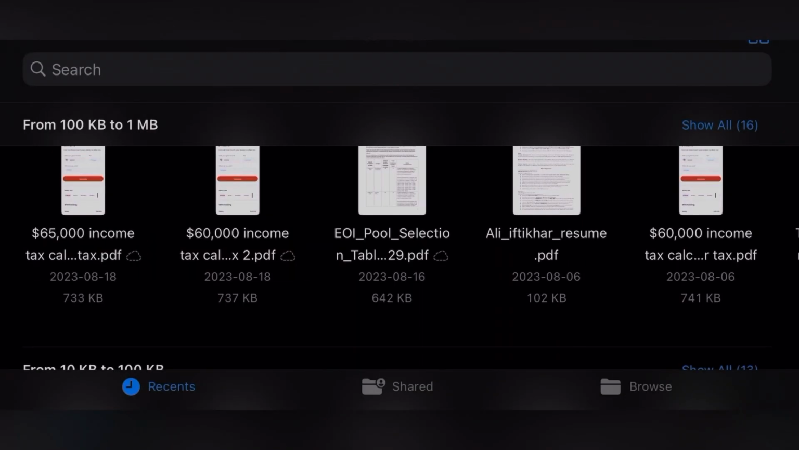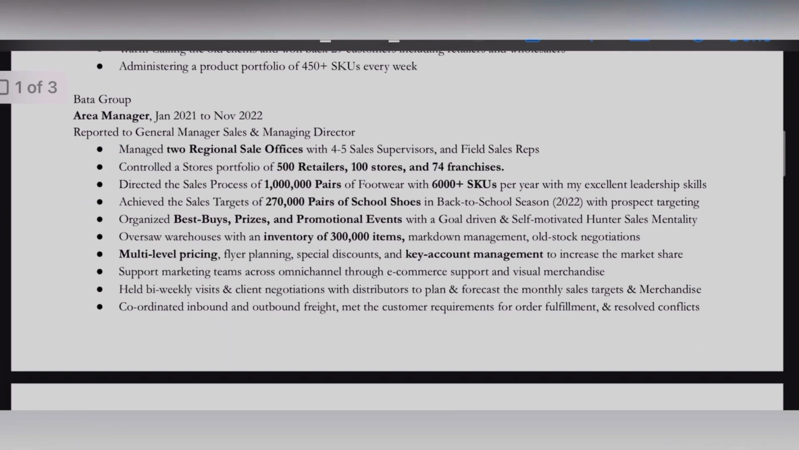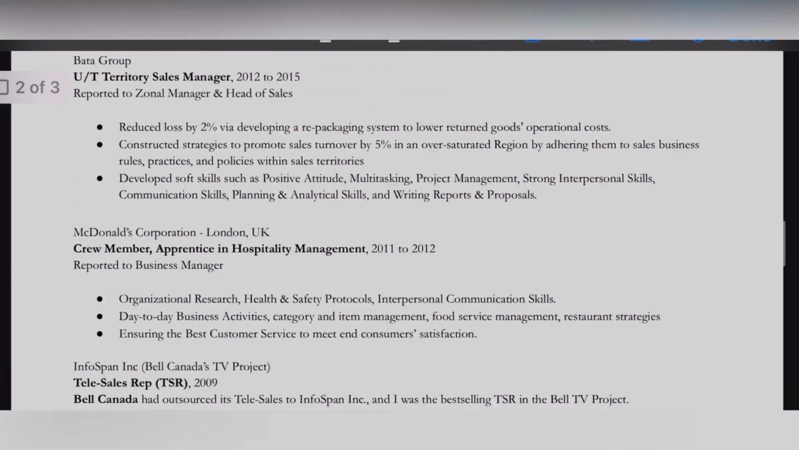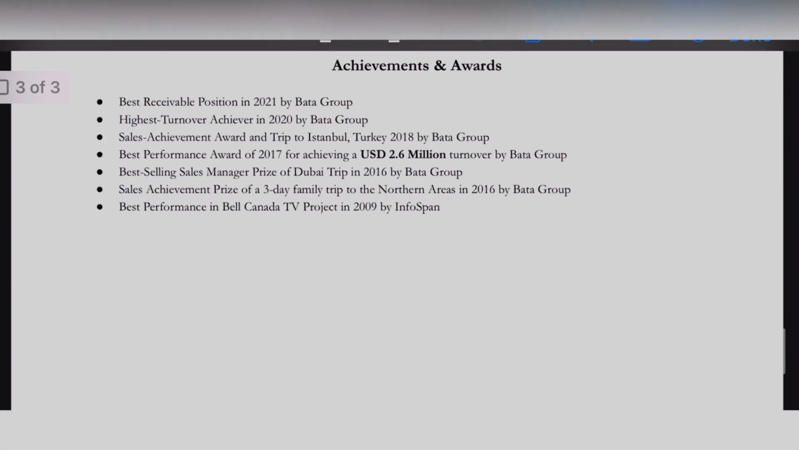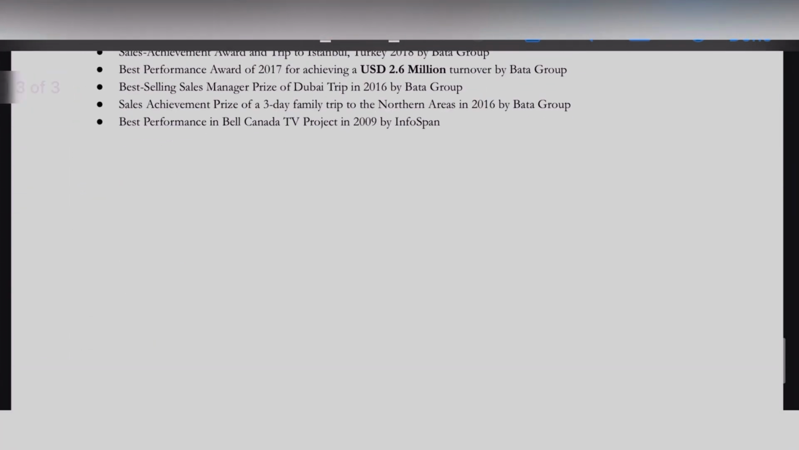Some people would say that include languages here as well. Now I have some space. I could include languages. Why is language important? Because I know many recruiters will say that if you know English, it's obvious that you know English. If you know French, then mention languages. But if you don't know French, no need to mention language.